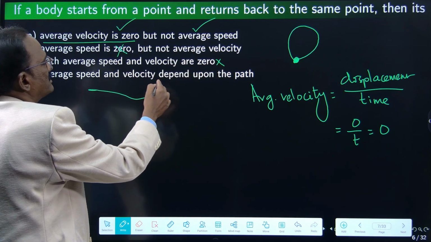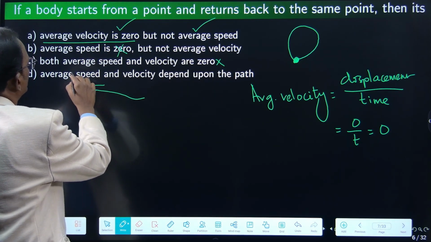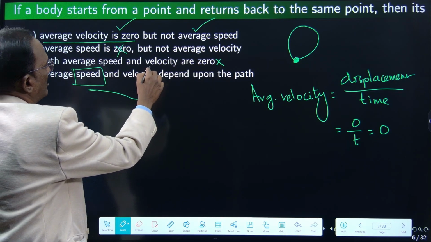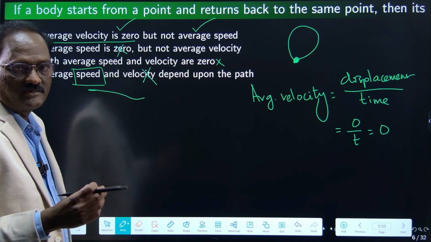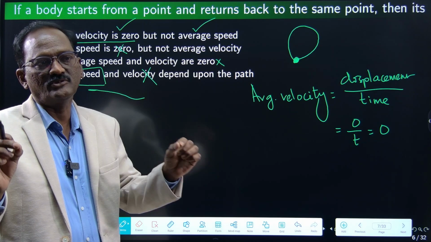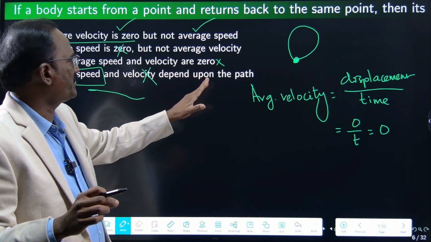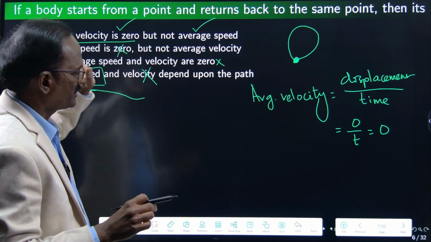Average speed and velocity depend upon the path? No. Average speed depends on the path, but not velocity. Velocity depends on the two positions, not the path. Starting position and ending position, right? So average speed depends on the path, not velocity. So option A is right.